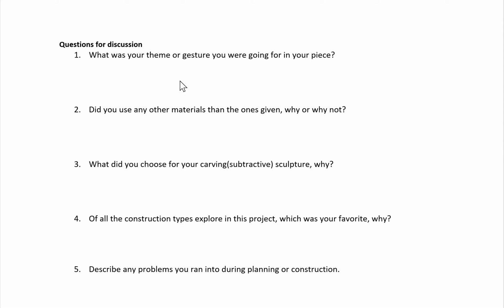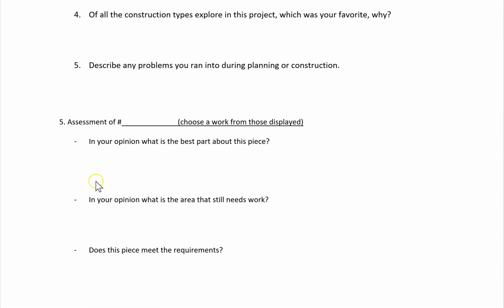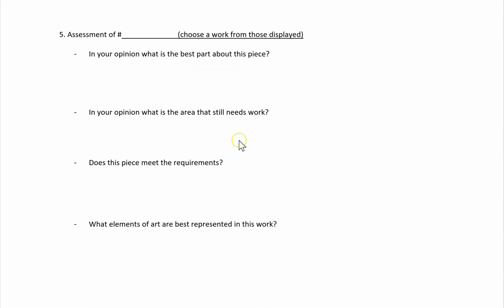It shows me what you did. How did you go about your process? Did you plan? If so, how? I mean, that's what all this is about. So when I see that and I see the effort that you put into this, it will truly help your grade. All right. At the end, this last one, this assessment, this is of somebody else's work.